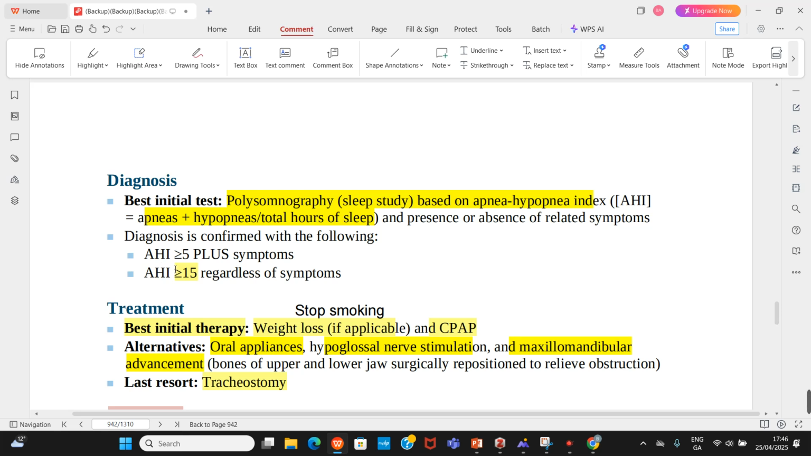So if you are getting an index of 5 or more plus symptoms, which are snoring, gasping, choking, headache, somnolence in the morning, all those symptoms, and you have an AHI value of 5 or more, you can make your diagnosis. If the person doesn't have symptoms, but has an AHI of 15, you don't even have to wait for symptoms before you make your diagnosis. Very important. So an index of 15 or more, straight up. If it's 5, but the person has symptoms, it is good enough to make the diagnosis.